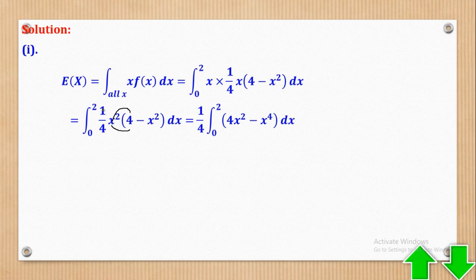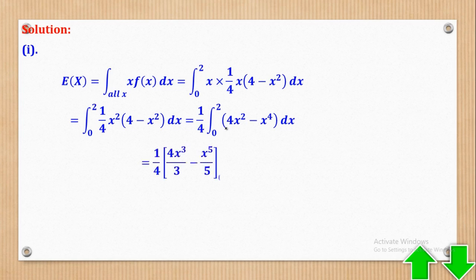This quarter is a constant, so it can be put outside the integral. So when I put it outside the integral, it is this quarter here. Then this one goes here to come up with 4x squared, and also this one goes here with this to come up with x power 4. Now that we have this, next is to integrate.